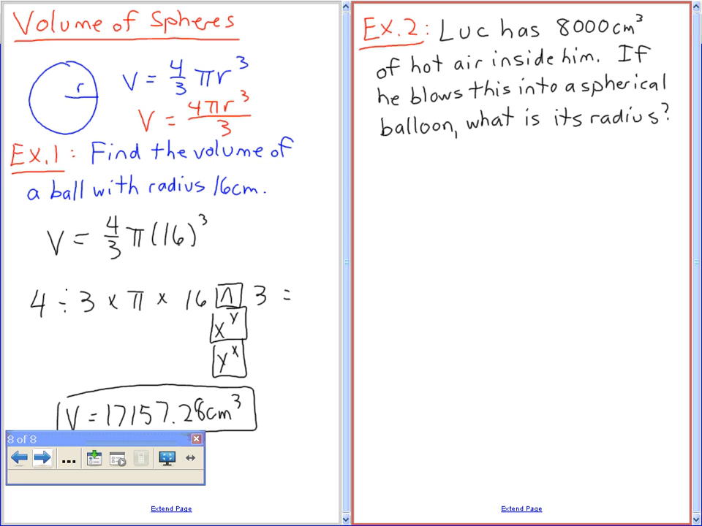Example 2 says, Luke has 8,000 centimeters cubed of hot air inside him. If he blows this into a spherical balloon, what is its radius?